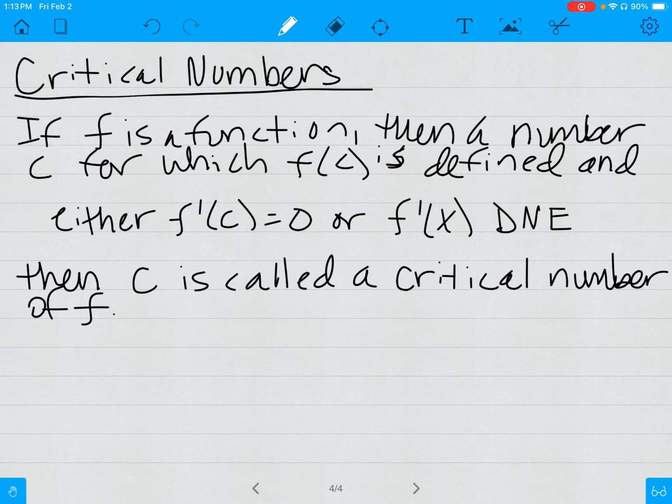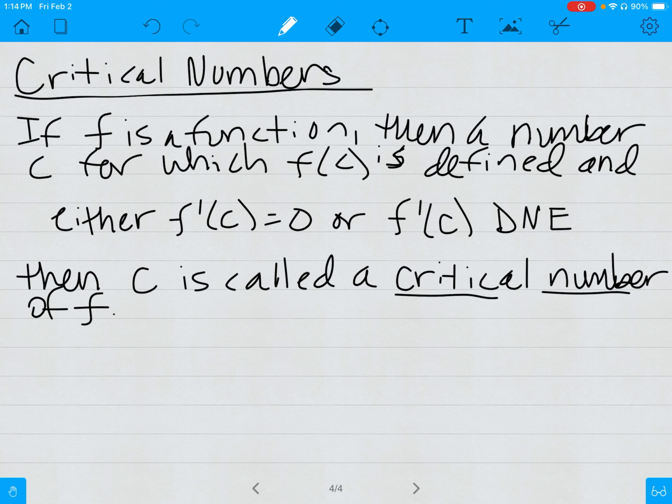So in order for a number to be a critical number of a function, the derivative of the function at that number has to be 0, or, whoops, I just realized I have a mistake on here. That should say f prime of c does not exist. So if either the derivative at that point c is 0 or the derivative at that point c does not exist, then c is a critical number.